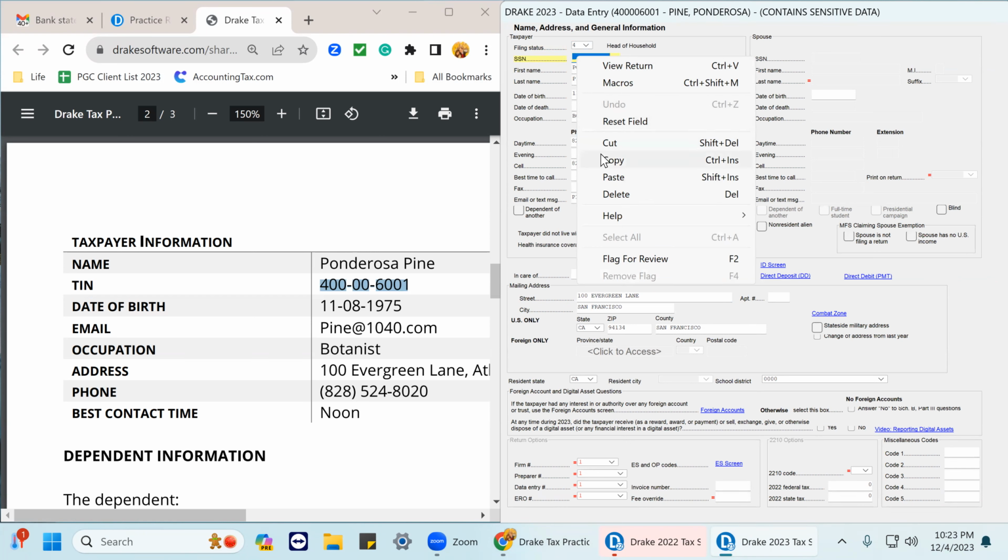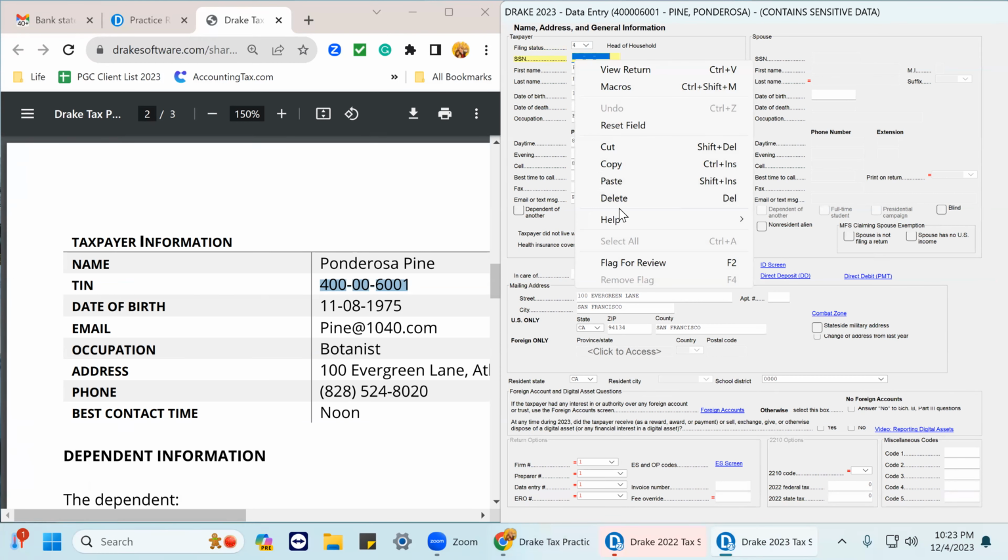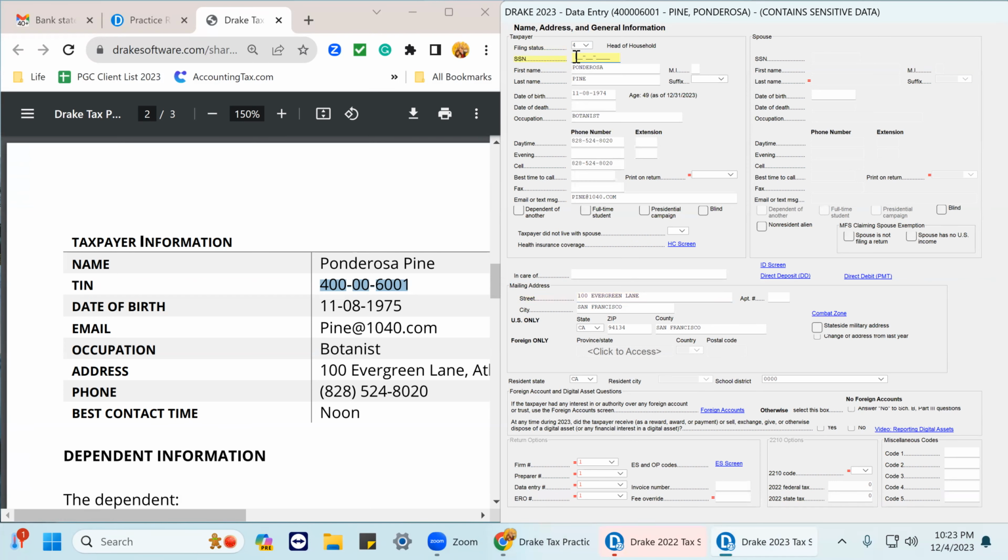I think you can do the undo. Let me see if I'm not mistaken. Undo? No, it doesn't. But luckily I can remember. This one. Okay. 400006001. You remember that? On the left side, in the highlighted. Okay.